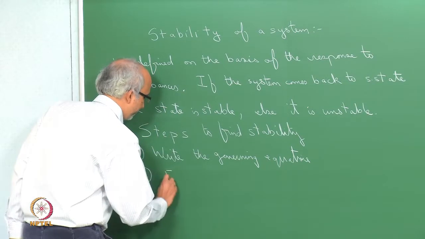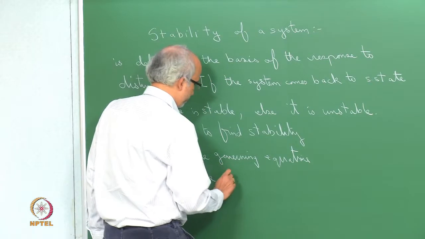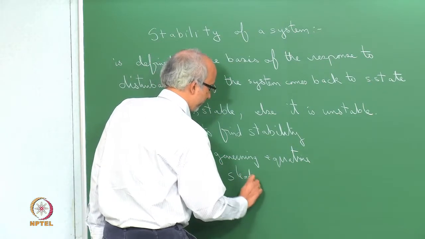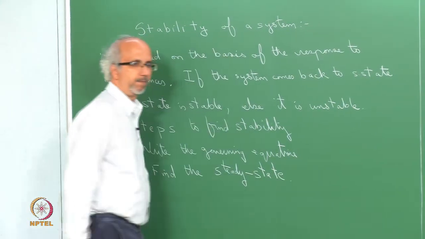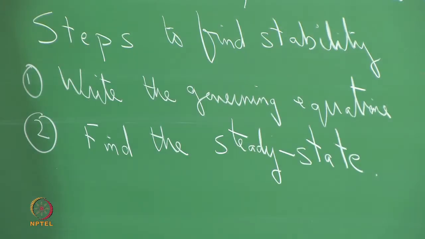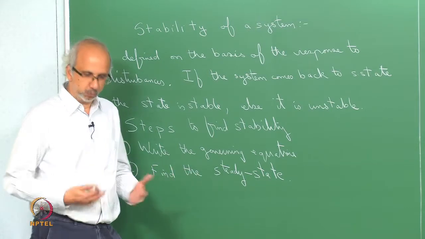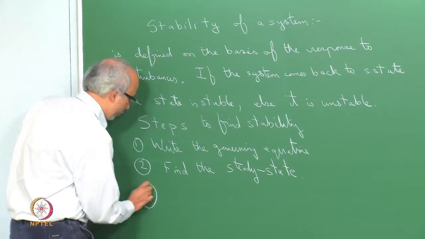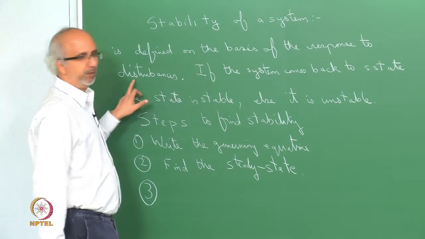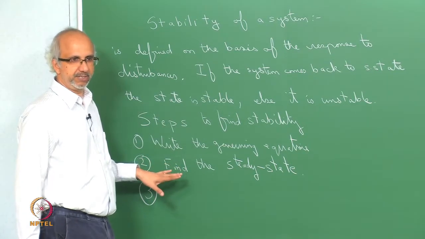The second step is to find the steady state, because it is the stability of the steady state which you are interested in. So you need to find the steady state whose stability you are talking about. And then, we spoke about disturbances being given. So what we want to do is give disturbances to the steady state.